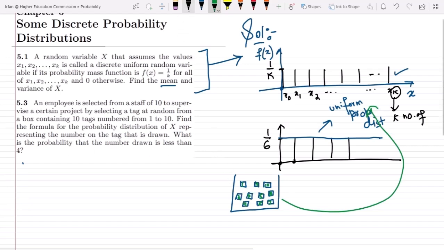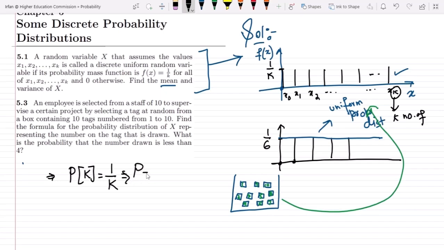So the probability here of drawing each item is 1 by k. The k here is 10, so therefore the probability for this case is 1 by 10. So the probability of each item here is 1 by 10. Similarly, what is the probability that the number drawn is less than 4? So I have to find the probability that the number drawn is less than 4.